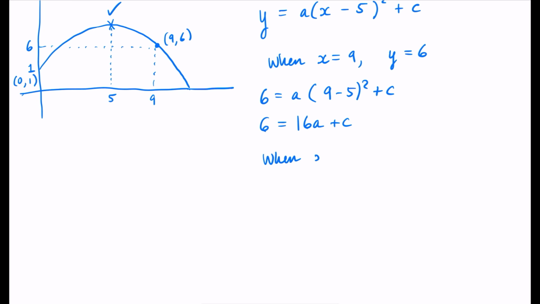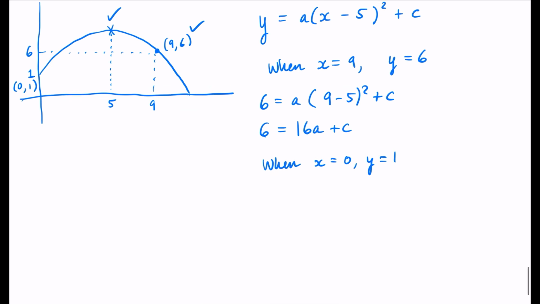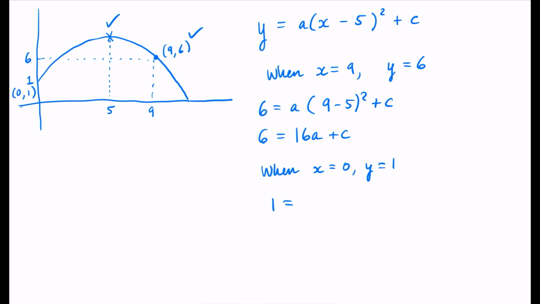And then this next coordinate, because I've dealt with this one. When x is equal to 0, y is equal to 1. So using that top equation, 1 equals a(0 minus 5) squared, plus c. So 1 is equal to 0 minus 5, that's minus 5. Minus 5 squared is 25. And I still have the plus c.